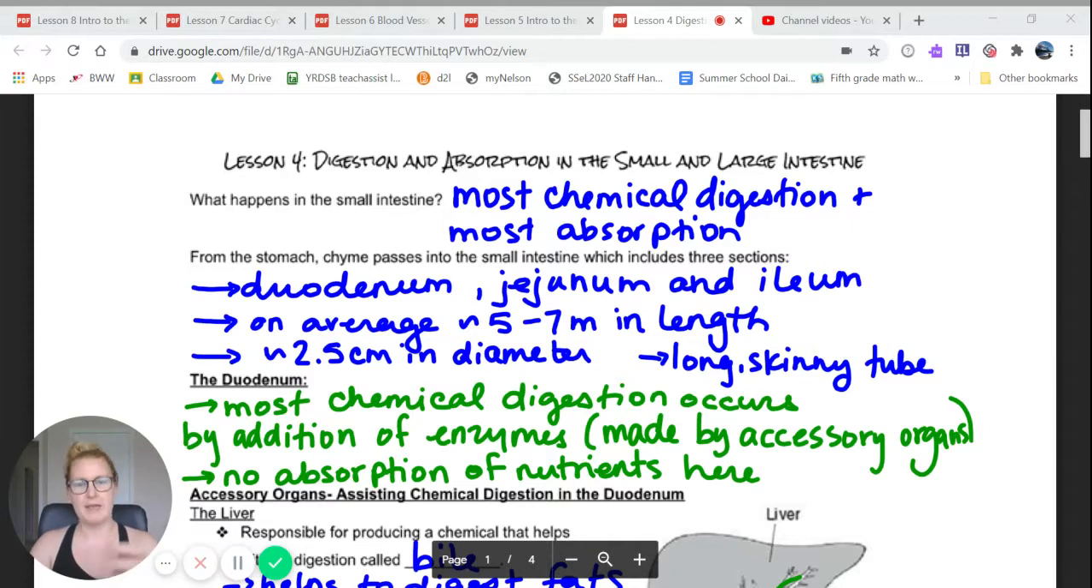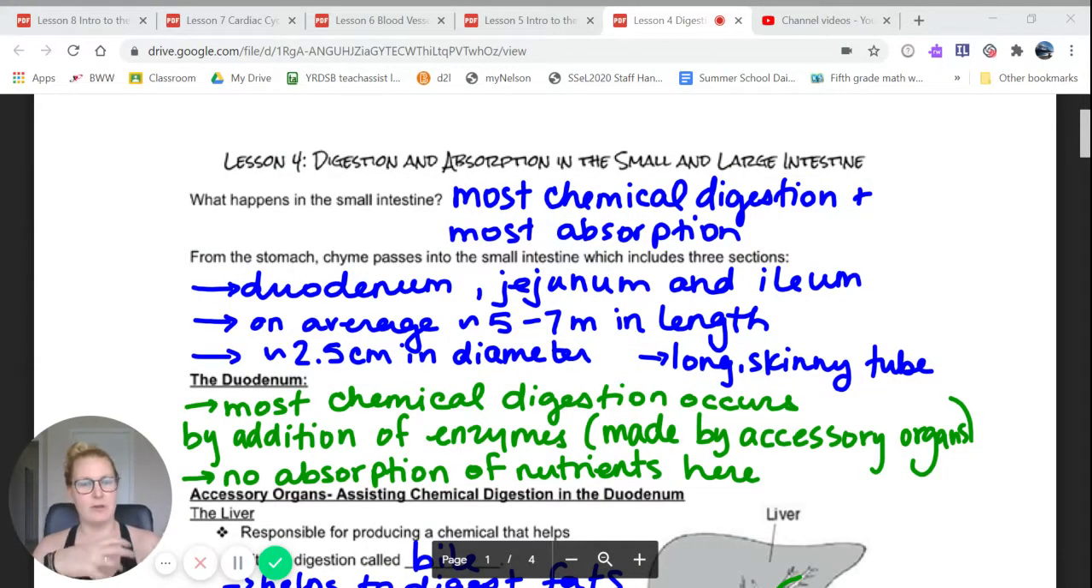So far, just to recap, we've talked about digestion starting in the mouth and stomach. So far, we have not actually absorbed any of the nutrients. We've only just scratched the surface. We've only started to digest carbohydrates and proteins. We haven't even gotten to fats at all yet up until this point.